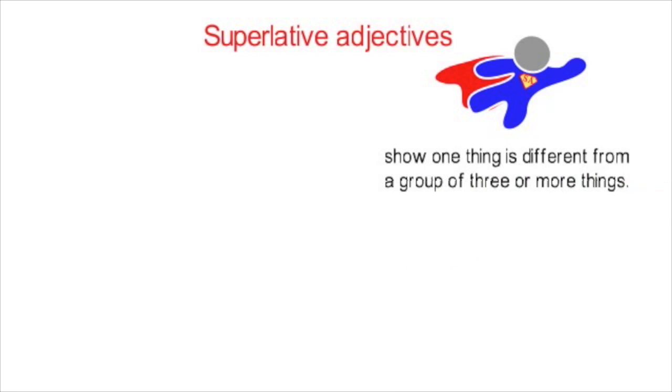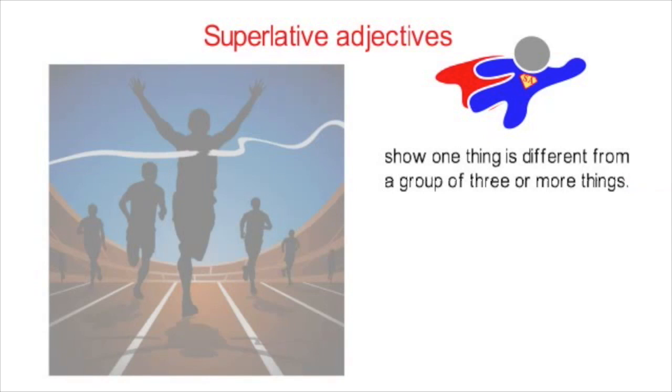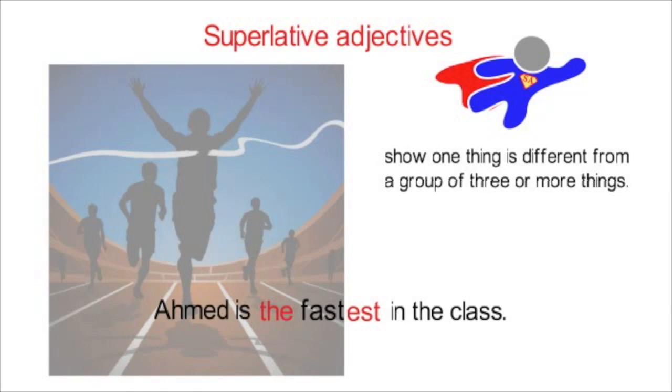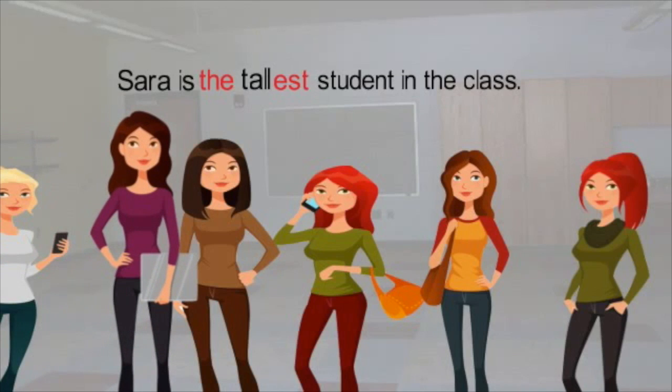Three or more things. For example, Ahmed is the fastest runner in the class. Sarah is the tallest student in the class. There are rules for forming superlative adjectives, and these are shown in the table.